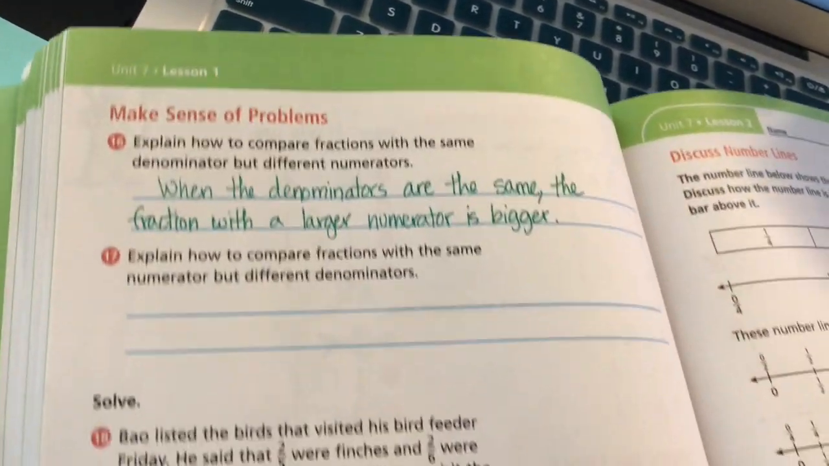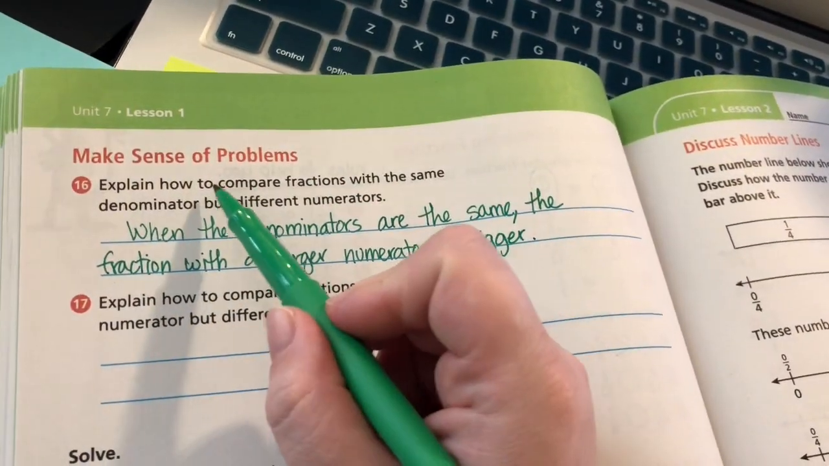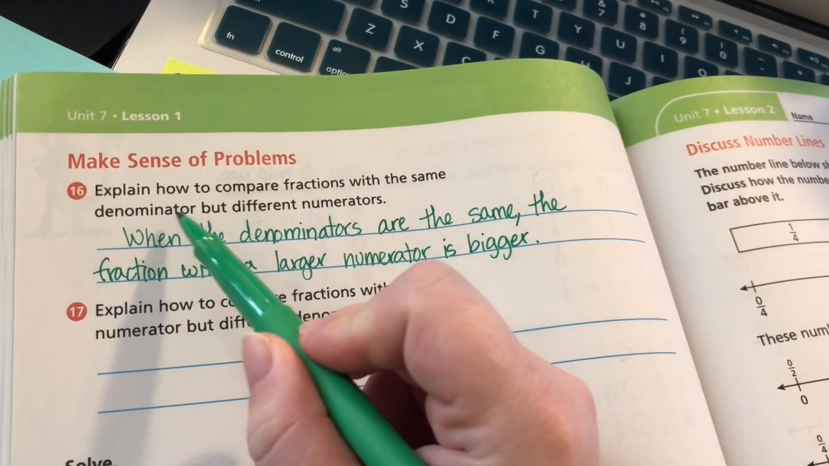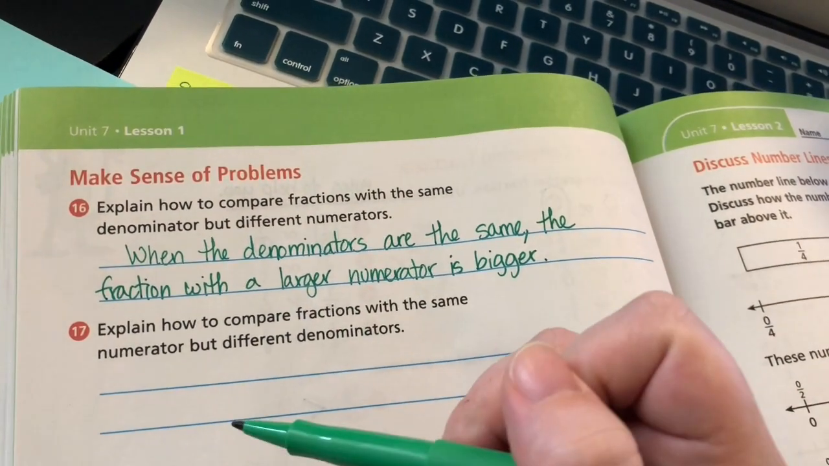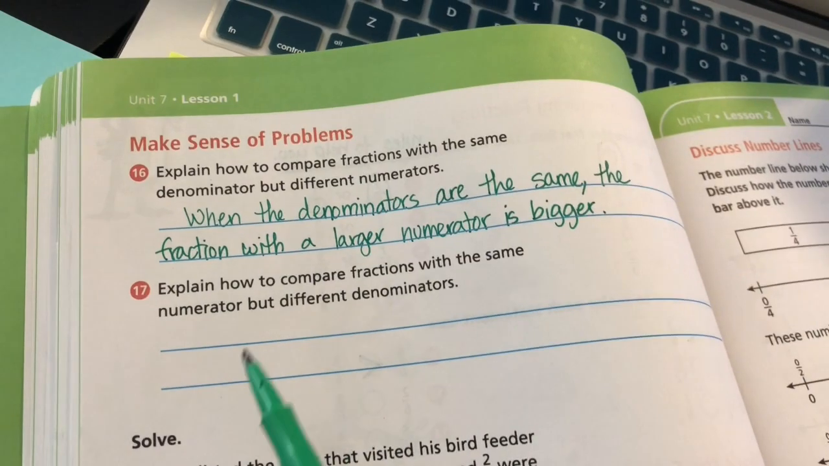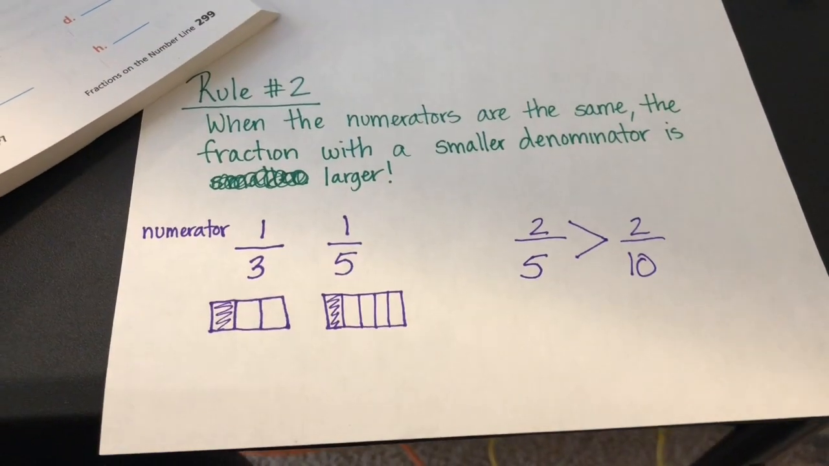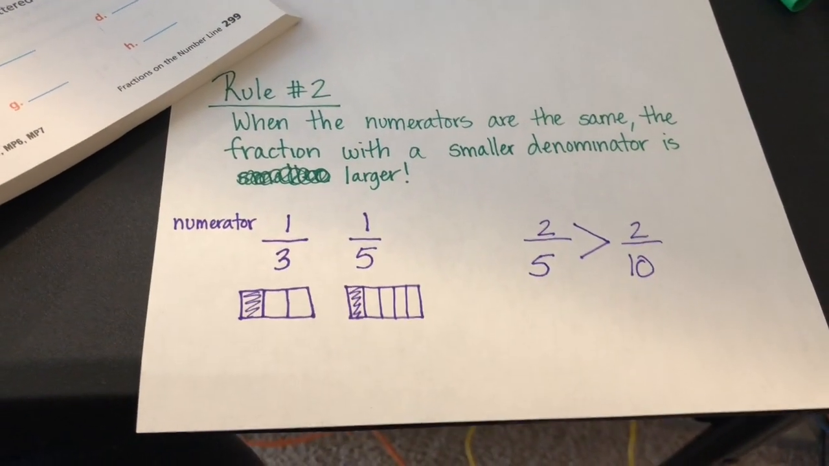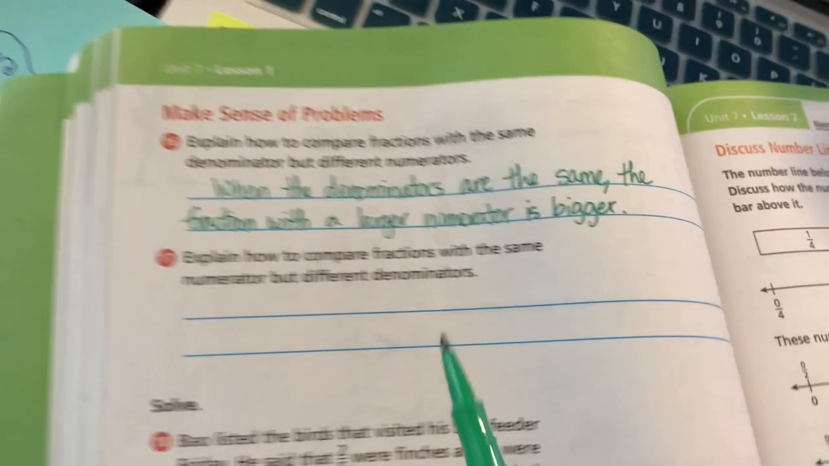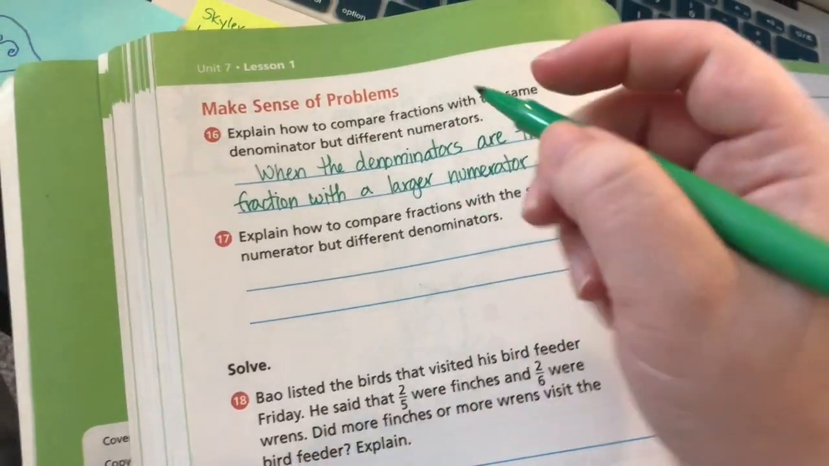That's rule number 1. And that's how you can explain how to compare fractions with the same denominator but different numerators. Okay? Now explain how to compare fractions with the same numerator but different denominator. That sounds a lot like our rule number 2. When numerators are the same, the smaller denominator is larger. So I'm going to write that.